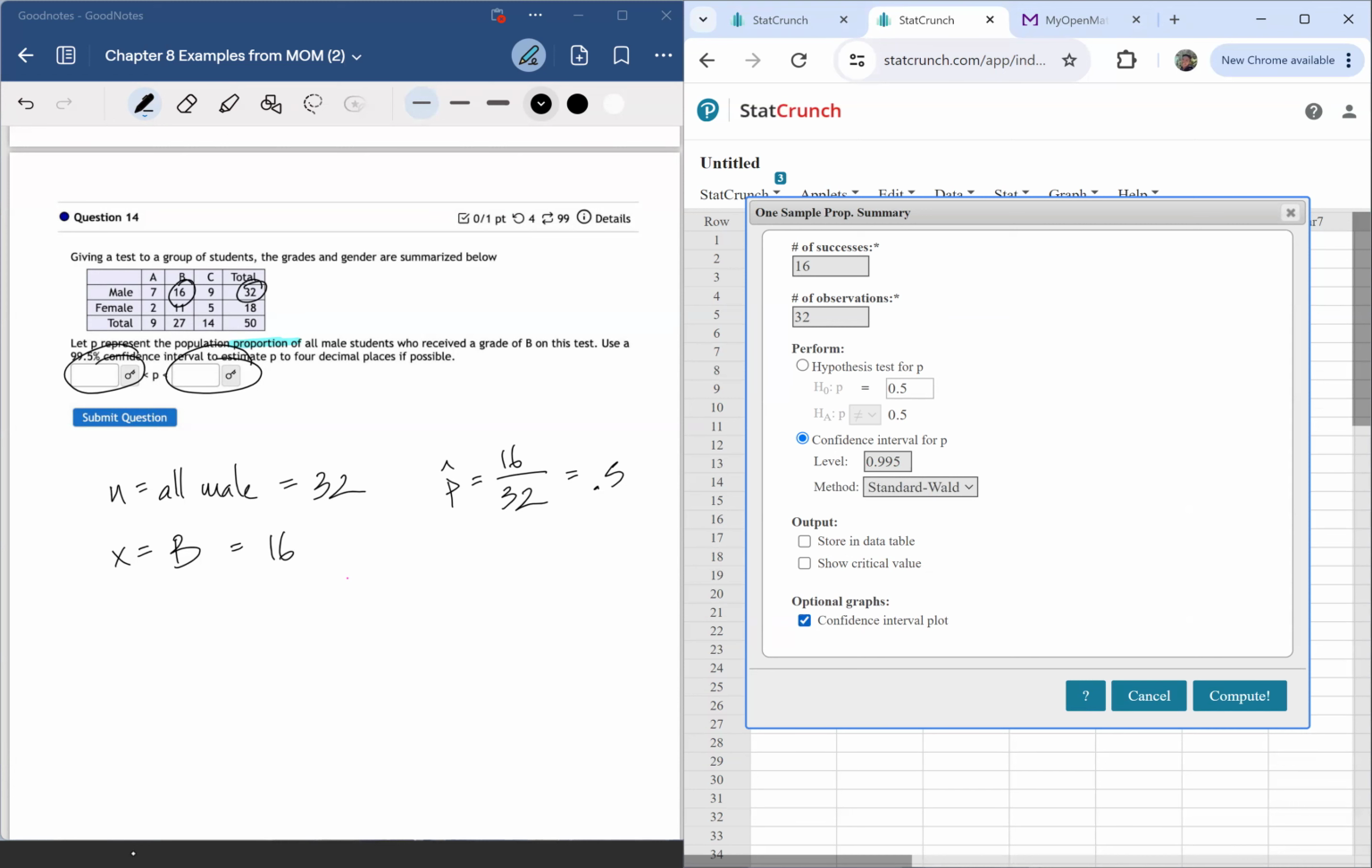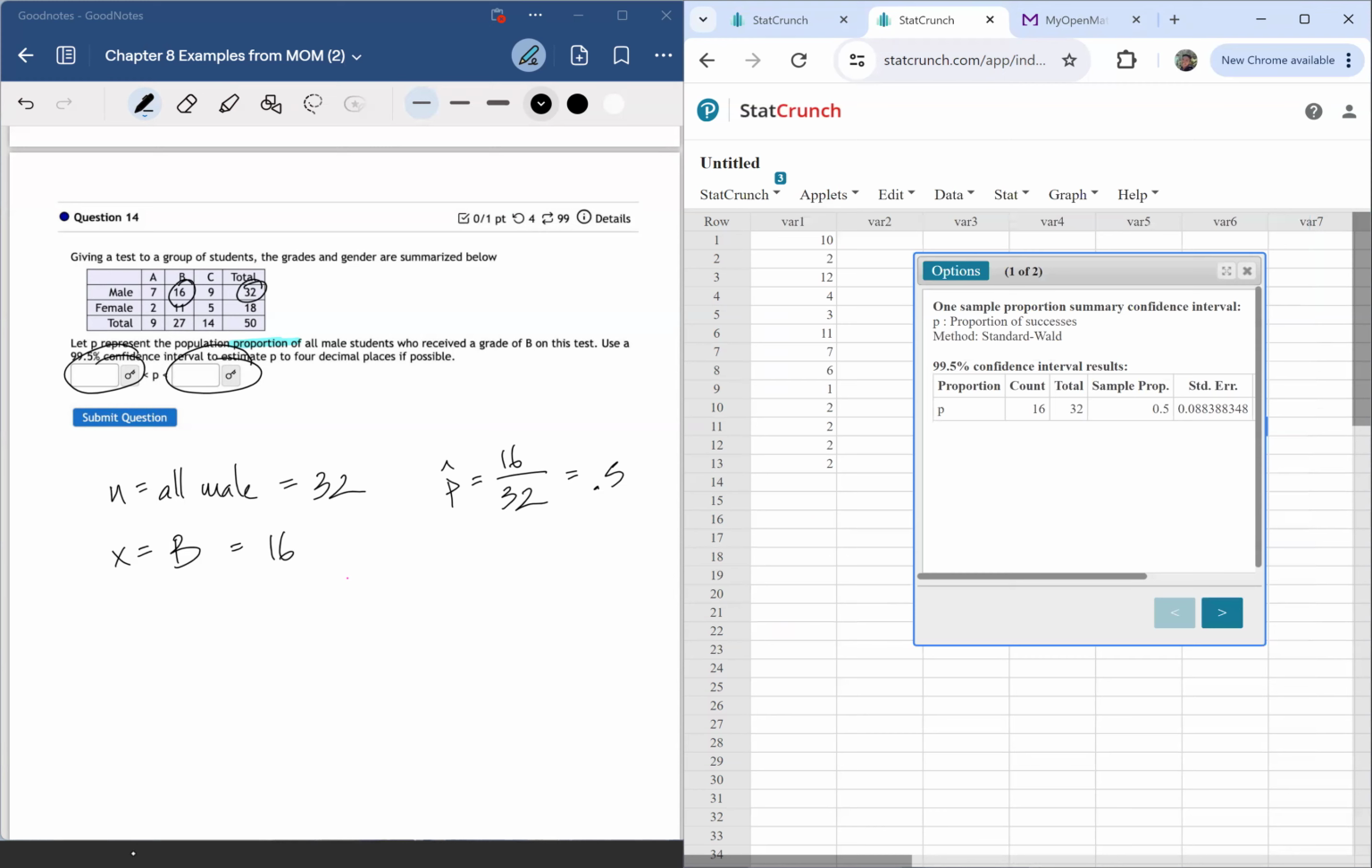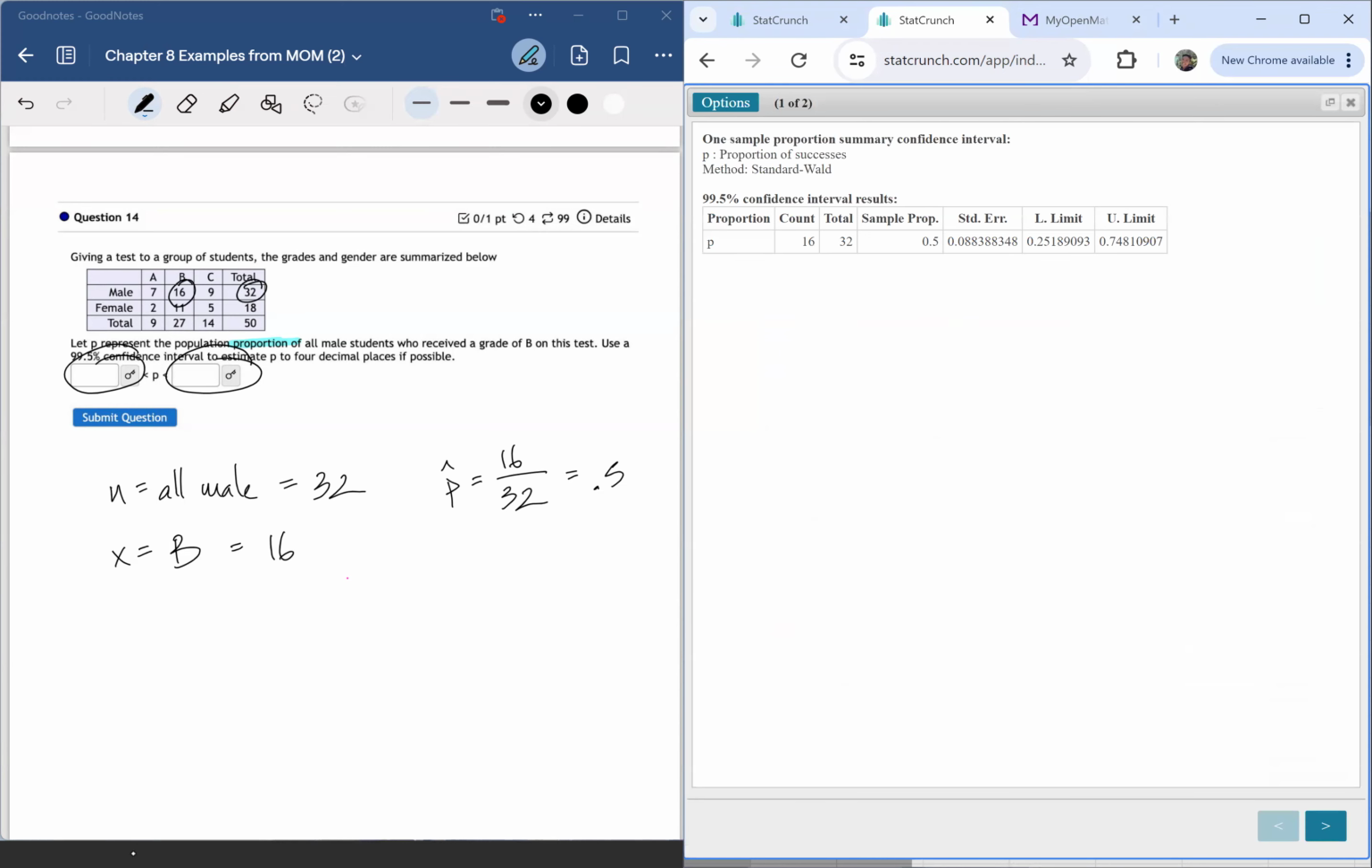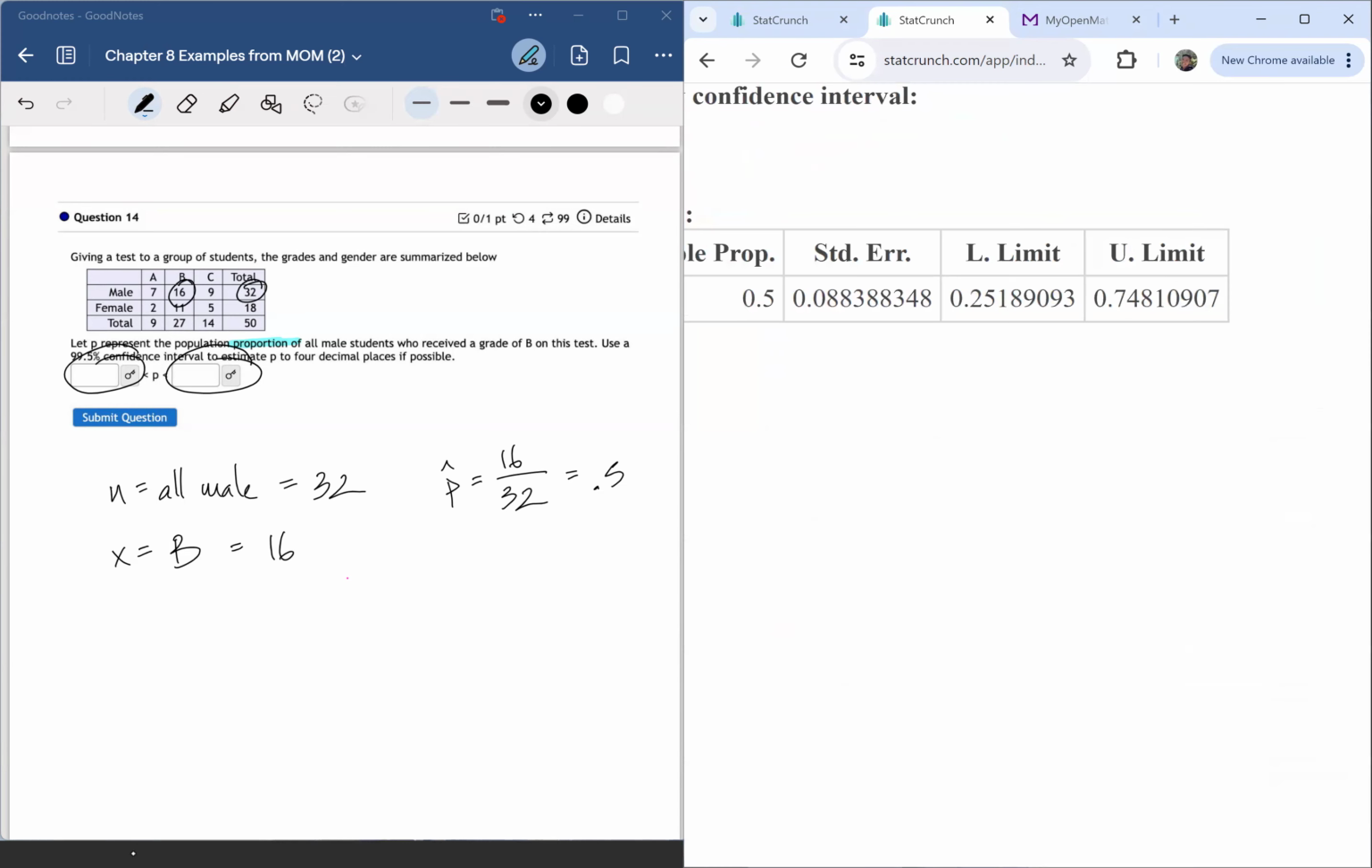All right, let's do a confidence interval plot 2 just for fun. And let's see what we get. All right, there's our upper and lower limit. Okay, so the lower limit is 0.2519 and the upper limit is 0.7481. Okay, so what does this mean?